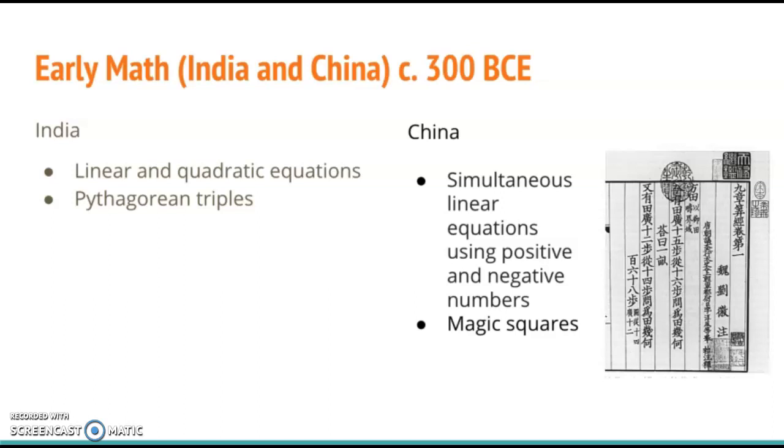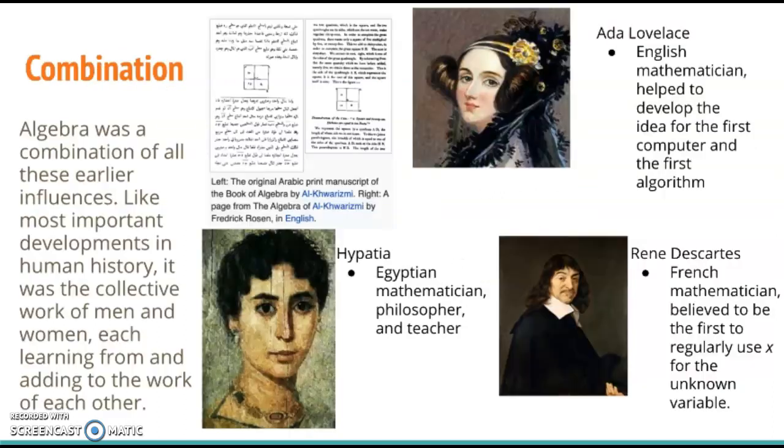All of this is to indicate and to emphasize that algebra was a combination of each of these earlier influences of many different people from around the world. It was the collective work of men and women, each learning from and adding to the work of each other.